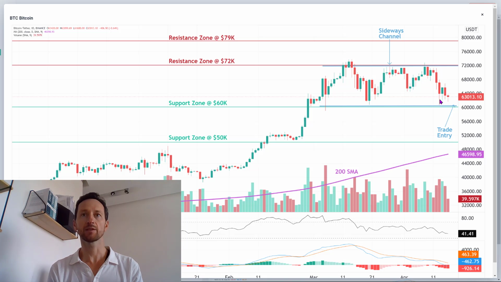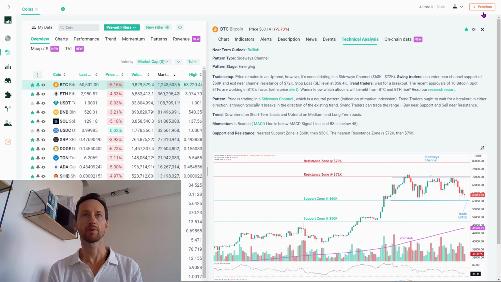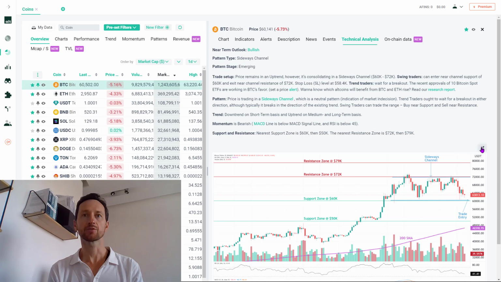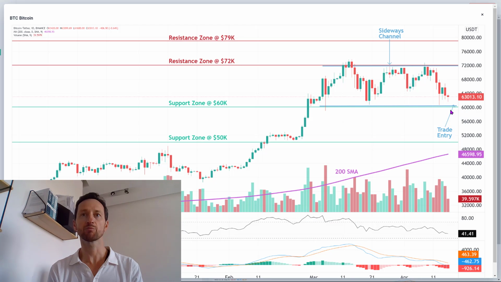Came back recently 3 days ago, gap down to 60,000, found a lot of support, and now it's again revisiting that level. We're getting close. I think we got really close today. It's 60,141 if I look at the real-time chart here, right? So we're back at that level, and I think there's a very good chance that we're going to find support here and bounce back up and maybe revisit 72,000 or so.